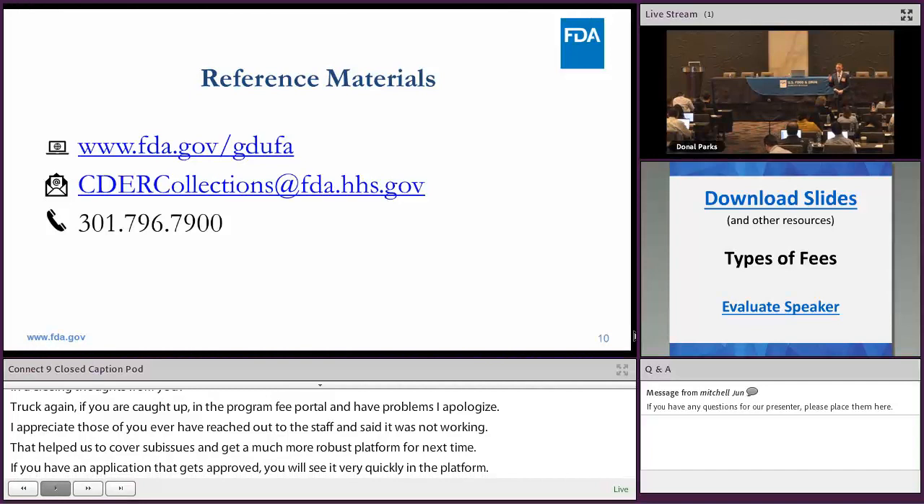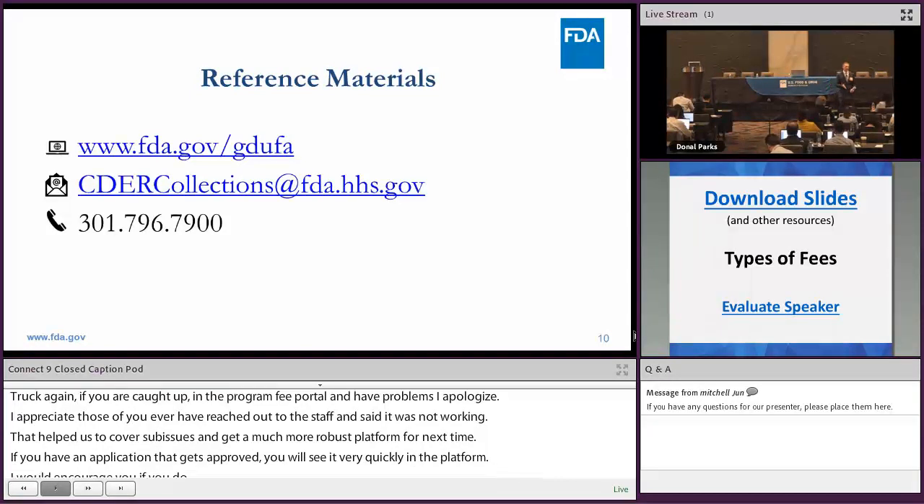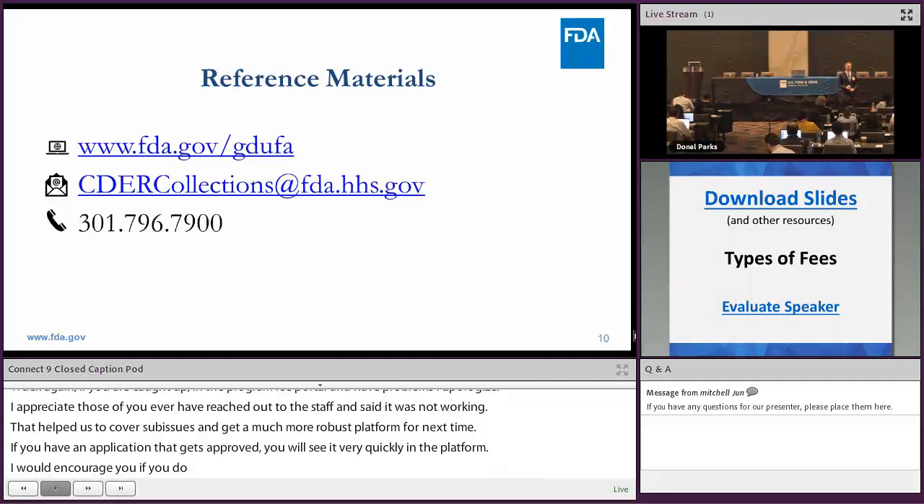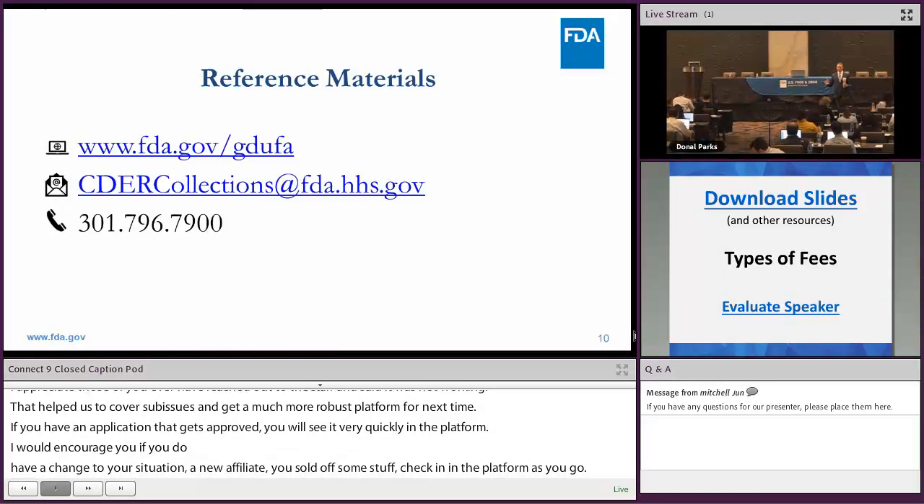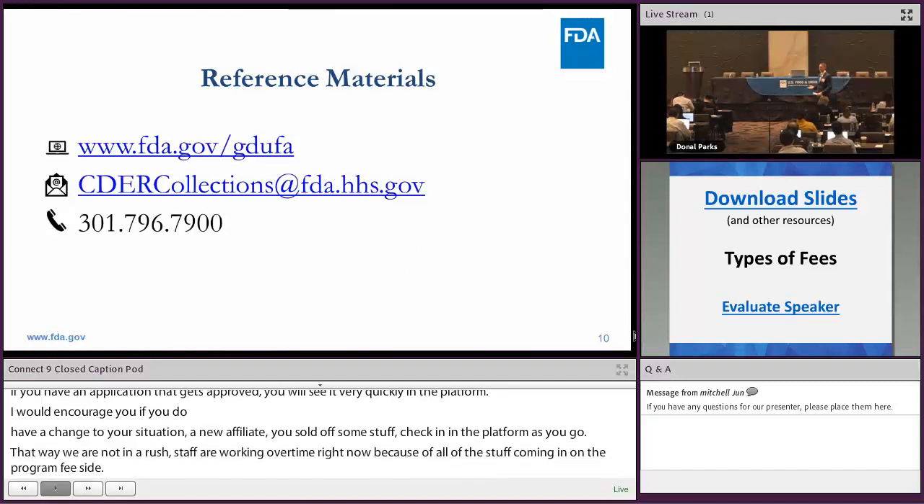My staff are working like overtime right now because of all the stuff coming in on the program fee side. So if you can get those sort of spread out over time, it makes everything easier for us, makes response time faster for you. And I appreciate your patience as we went through this.